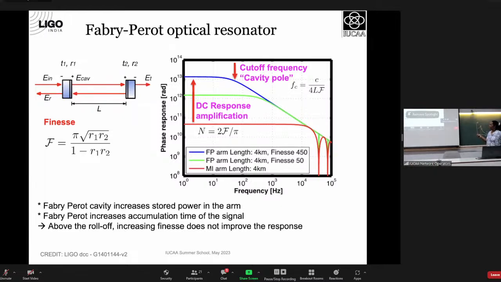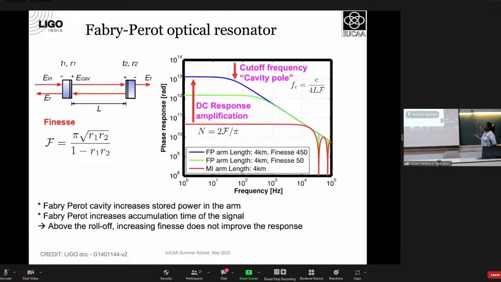becomes something like this. So as you can see, the blue is a Fabry-Perot arm length of finesse 450, which means it's a very low loss cavity. Higher the finesse number, lower the loss in the cavity. So 450, and then we have one that's 50, and then we have the simple 4 kilometer Michelson. So a simple 4 kilometer Michelson looked like this, right? The magnitude of the response was very low.